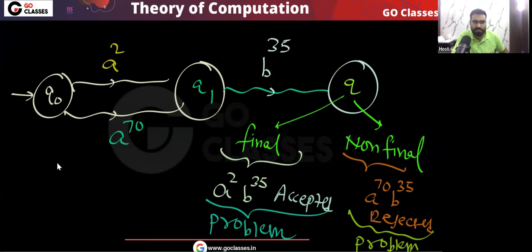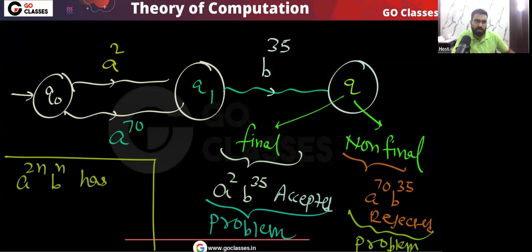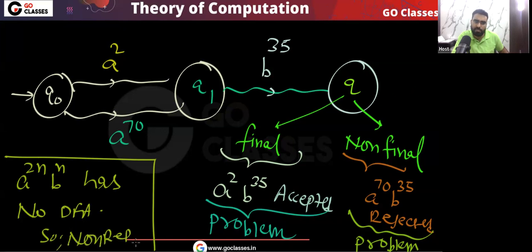So I can say that our language, A power n and B power n, has no DFA. Is this clear? This language has no DFA, so it is non-regular. Please tell me, did you understand? Very simple point. Is this clear?